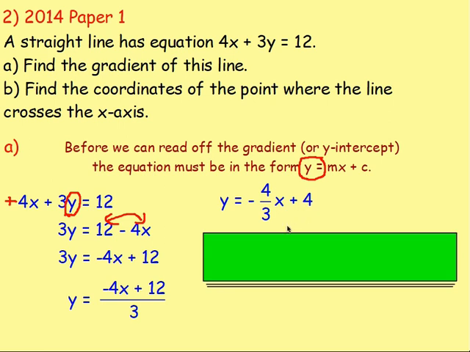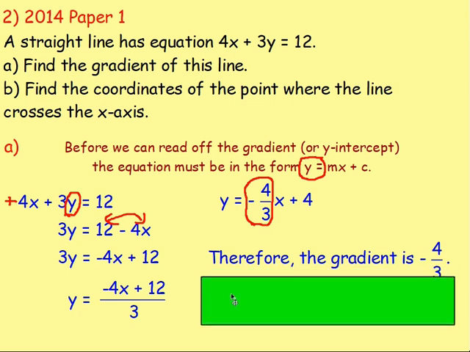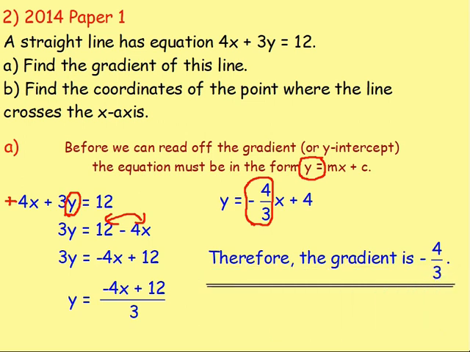We were asked for the gradient of the line. Just remember, the number in front of x shows us the gradient. So in front of x here, we've got 4/3. But not just 4/3, we've also got the negative. So it's -4/3. So you can say then that the gradient is -4/3.